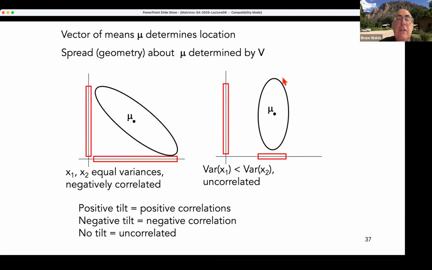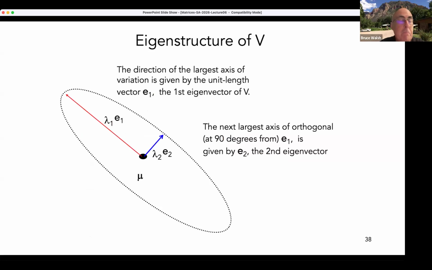You can also have this elongation without a tilt. What this says is that x1 has a smaller variance than x2, but there's no correlation. So when I stretch that out, it means that there are unequal variances. When I tilt it, it means there's a correlation among them. So the geometry of all of that is given by the eigenvalues and eigenvectors of V.